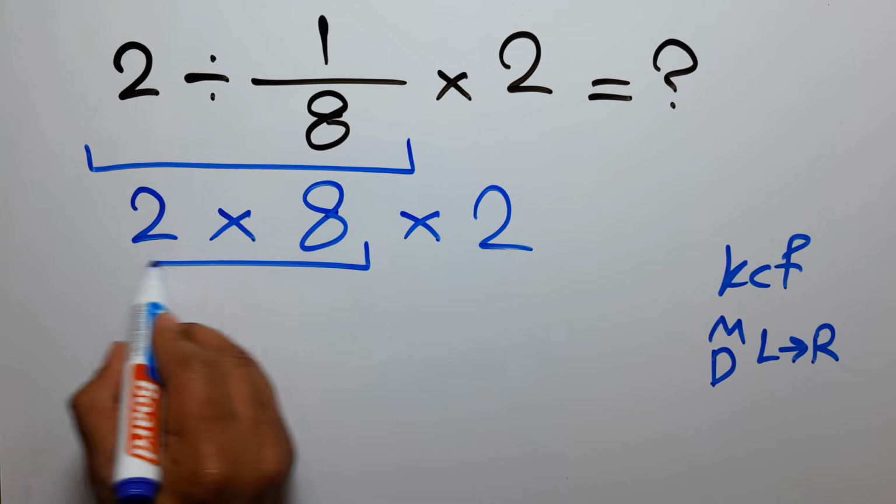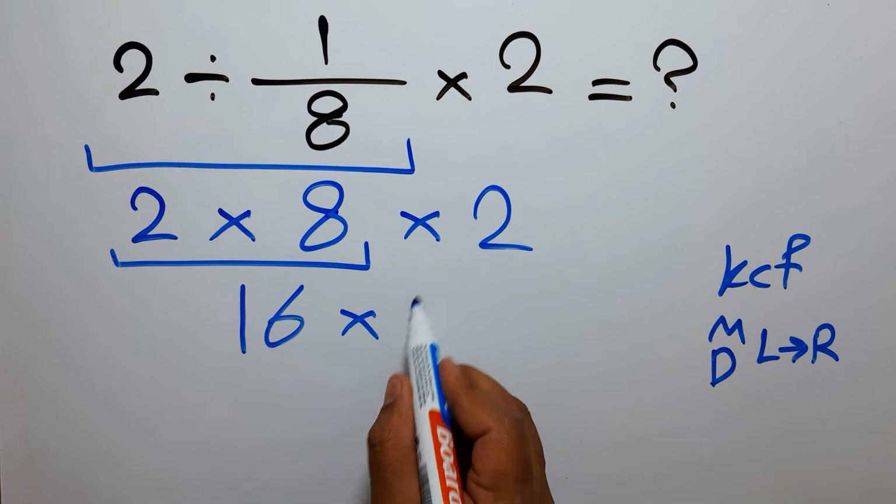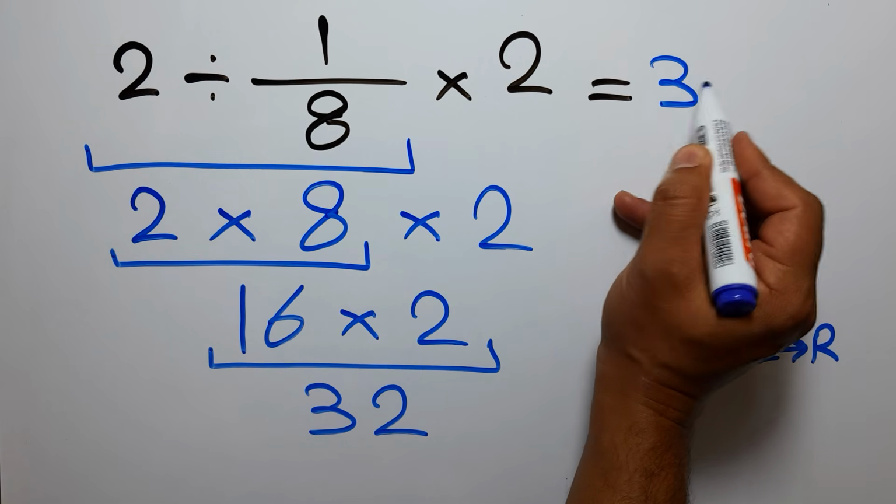2 times 8 gives us 16. So we have 16 times 2, which equals 32. And this is our final answer to this problem. The correct answer is 32.